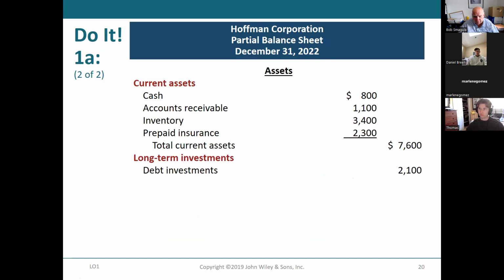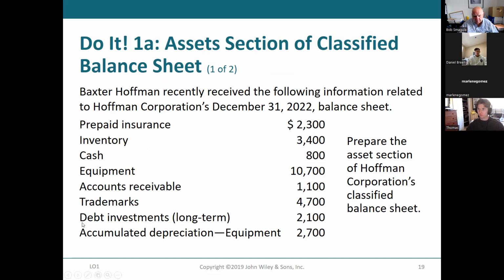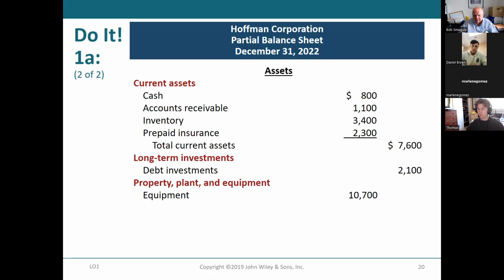Next, we're going to layer in the long-term investments. The long-term investments. And that's what we have right here, the debt instruments, the debt investments, then the fixed assets, the equipment, $10,700. It's been depreciated $2,700. I don't see any other fixed assets there. So we've gone through here. 10,700 minus the $2,700 worth of accumulated depreciation. Accumulated depreciation means that the net book value is in this case, $8 billion, okay?